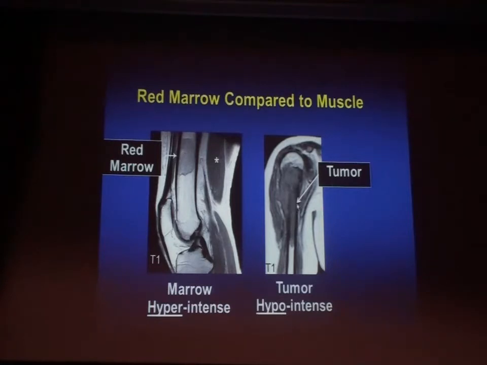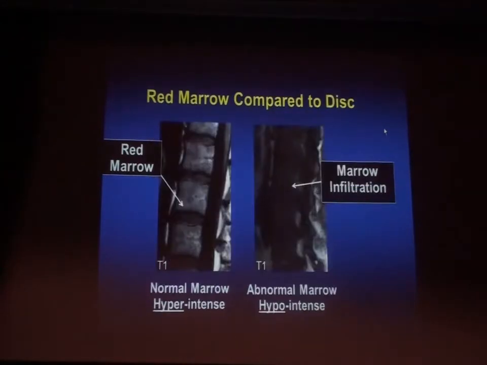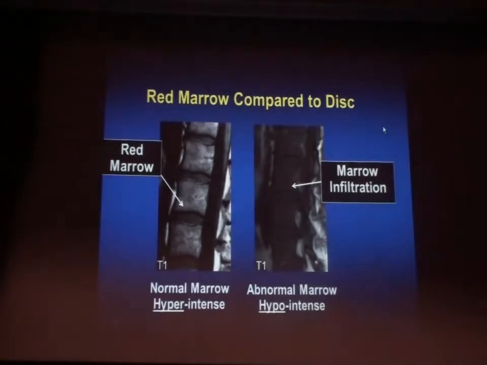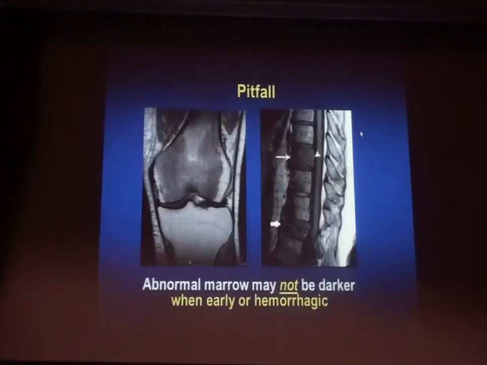Compare that to the tumor in the humerus here, which doesn't have any internal fat and which is lower signal than the surrounding muscle. When we're looking at the spine, we compare the marrow pattern to the intervertebral discs. And red marrow tends to be hyperintense to a disc on T1 weighted images, whereas abnormal marrow can fill up the vertebral body and be lower signal compared to the disc.